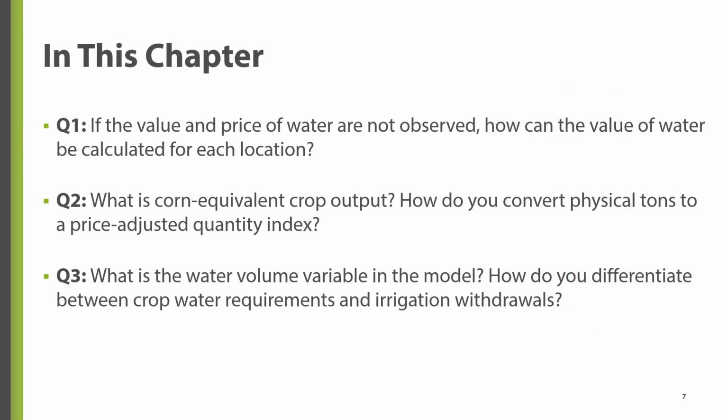If you're interested in learning more about this topic, please review Chapter 6 of the SimpleG book, where you'll learn how the value of water is calculated, how the corn equivalent yield is measured, and where the water quantity variables in the model come from.